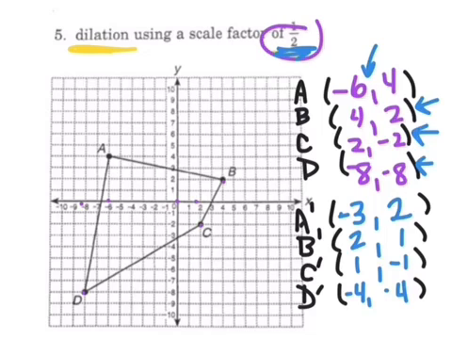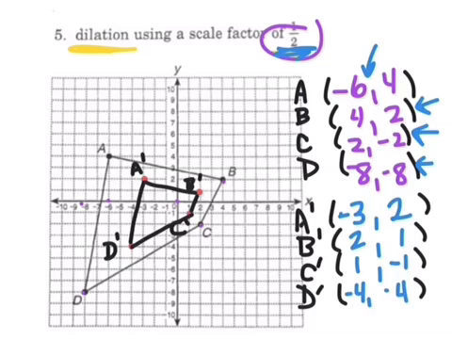Okay, A prime, negative 3, positive 2, is right here, and label it A prime. B prime is forward 2, up 1, label it B prime. Letter C is forward 1, down 1, label that C prime. And the last one, D, is negative 4, negative 4. Right there, and label it D prime. And then connect. So you can see we've reduced the figure.